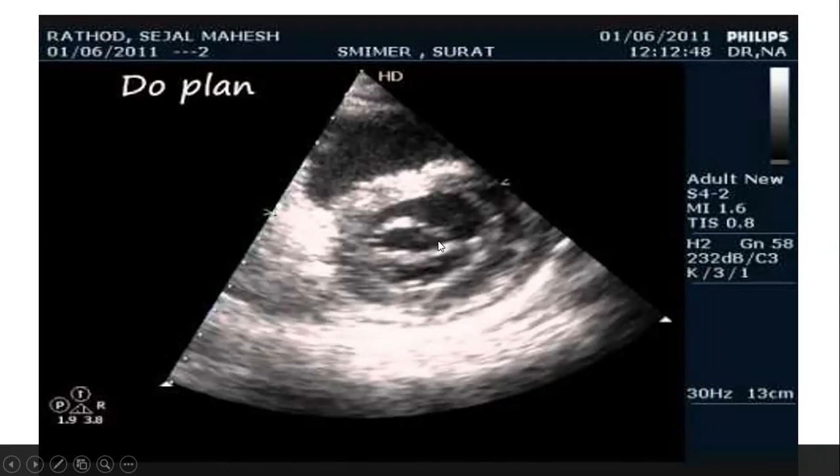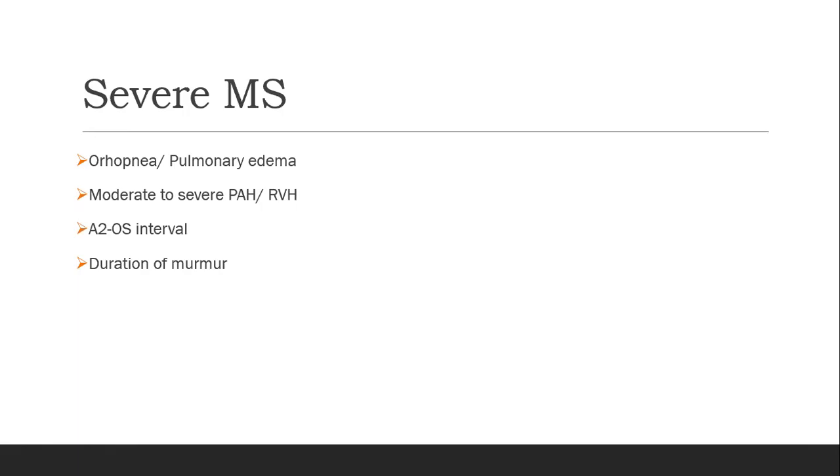I know you will definitely not understand this, but just understand that this is commissural fusion, leaflet thickening, and leaflet fibrosis. So this is a typical feature of mitral stenosis. Because of stenosis, the valve cannot open. This is called a fish mouth valve. This is the only echo picture which I showed you, just to introduce you to echo.